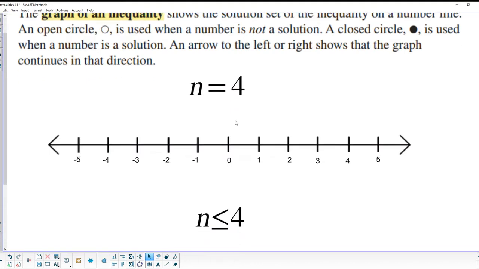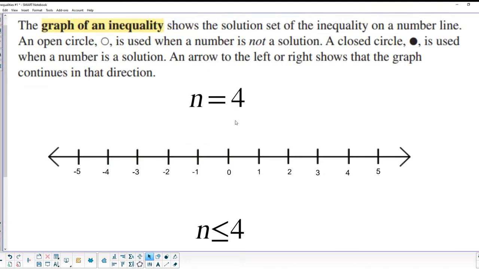All right, so there are different ways of graphing inequalities compared to graphing just a normal equation. For example, if you were to graph n equals 4, then you would just put down a solid circle at the point where you see 4 on the number line. If you were to graph n is less than or equal to 4, an inequality, then you would put that same dot where 4 is, but you would also have an arrow pointing to the left to indicate that all the numbers to the left of 4 are also part of the solution.